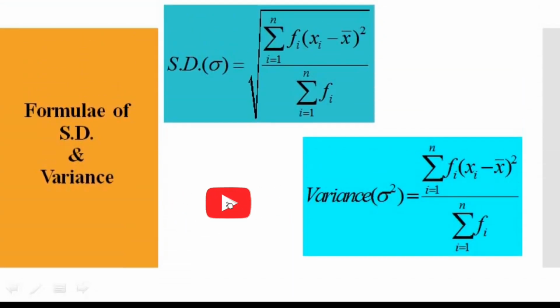First of all, we discuss the formula of standard deviation and variance for discrete data. Standard deviation sigma is equal to the square root of summation i equals 1 to n of fi times (xi minus x bar) squared, divided by summation i equals 1 to n of fi. That is the formula of the standard deviation, and the variance is the same formula without the square root. Here fi is the frequency, xi is the variable, x bar is the mean, and summation fi is the total frequency.